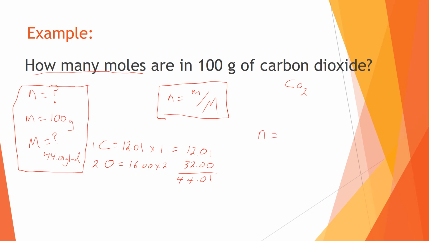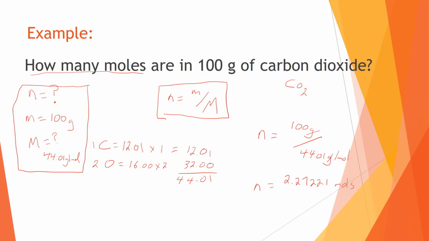So n is equal to the mass, which is 100 grams, divided by the molar mass, which is 44.01 grams per mole. The grams are going to cancel out here, and we are going to get, hold on, I just need to pull up my calculator. 100 grams divided by 44.01 grams per mole. We are going to get a big number, 2.27221, on and on and on, moles.